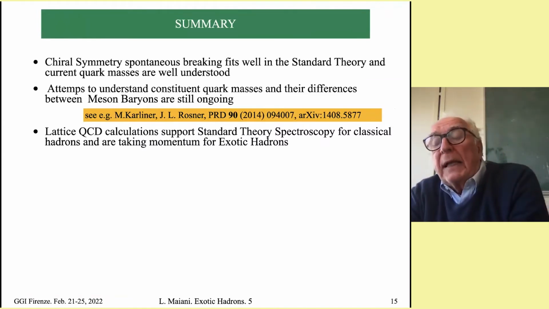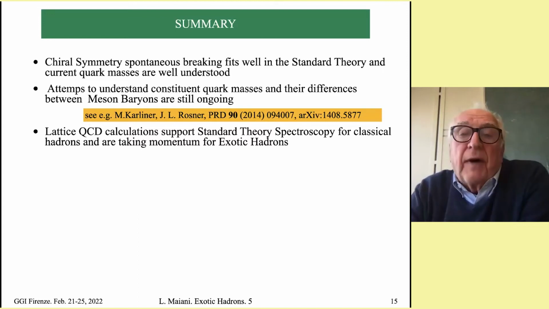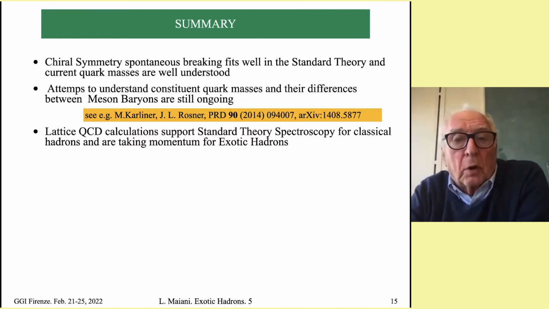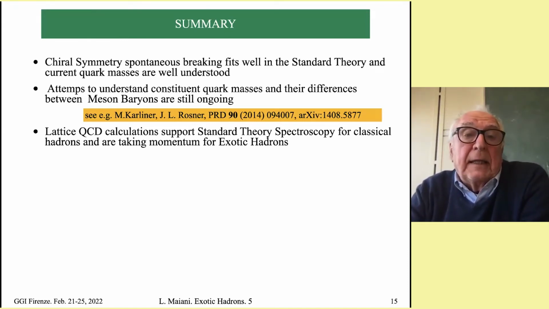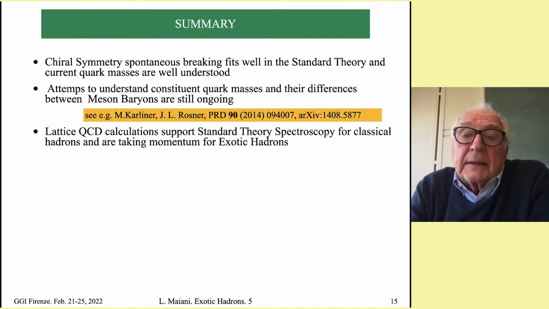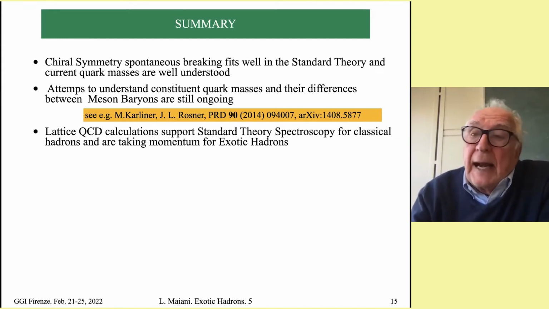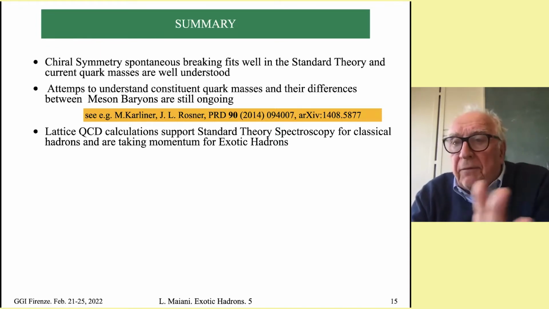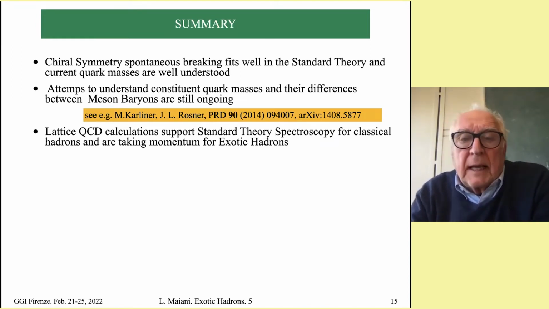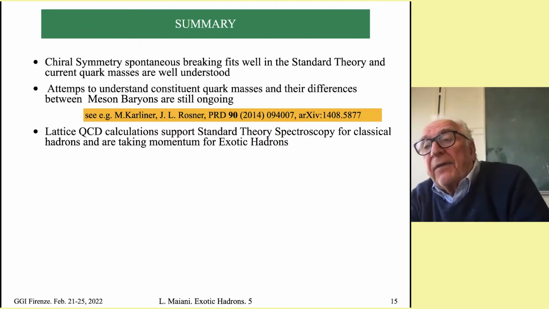I showed you the way that with chiral symmetry we can obtain the current masses of the quarks, and in particular we can obtain a good value for the mass difference of up and down quark masses. As I said, the understanding of the relation between the constituent quark masses and the current quark masses is not perfect, to be optimistic. However, there are elements that can help. And we hope that lattice QCD calculations, which have a unique definition of the quark mass, will throw some light on that.